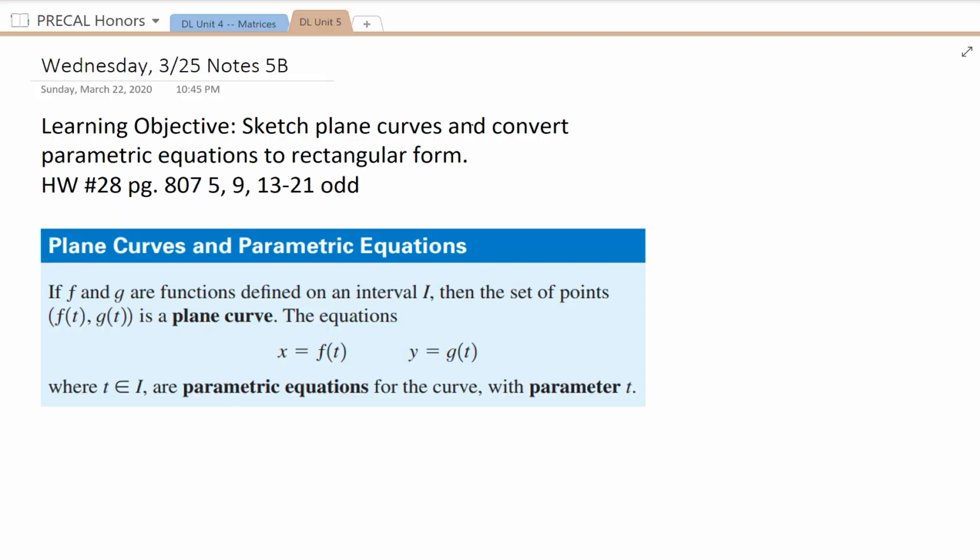Today we're going to talk about parametric equations and sketching plane curves that the parametric equations represent, and also converting those equations to rectangular form.